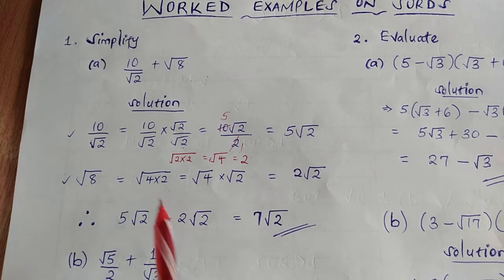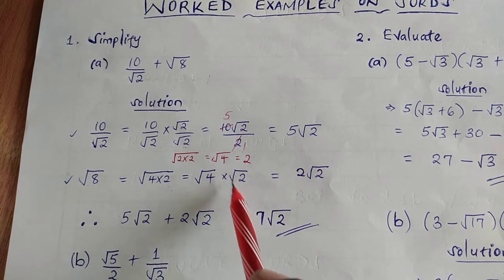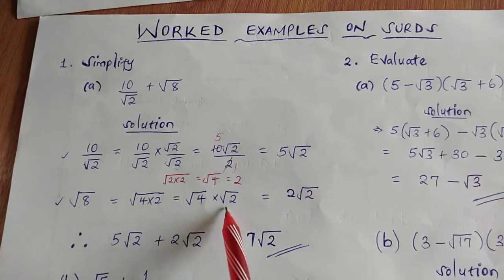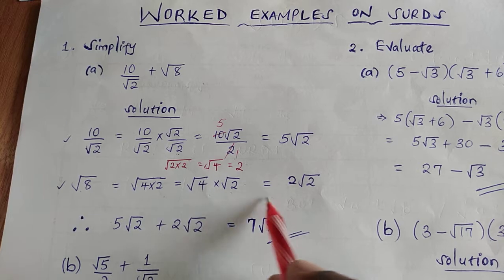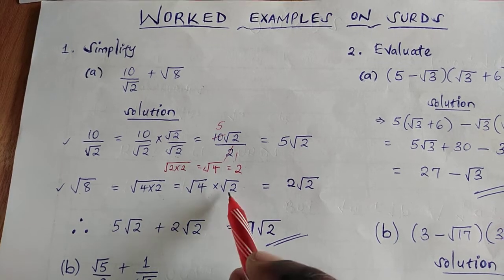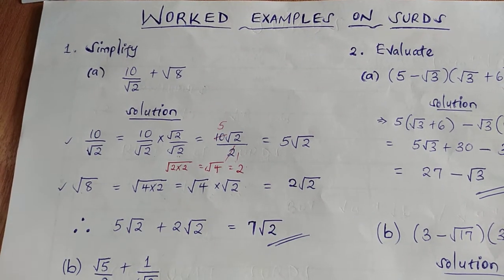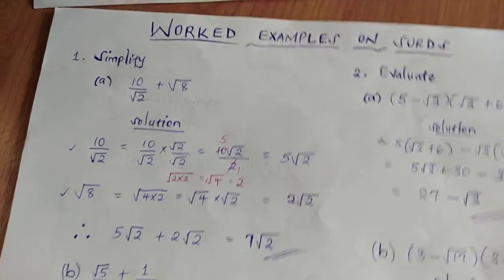This can be split into the root of 4 multiplied by the root of 2. But the root of 2 cannot be simplified further. Root 4 is equivalent to 2. So it's 2 multiplied by root 2, so that we have 2 root 2.